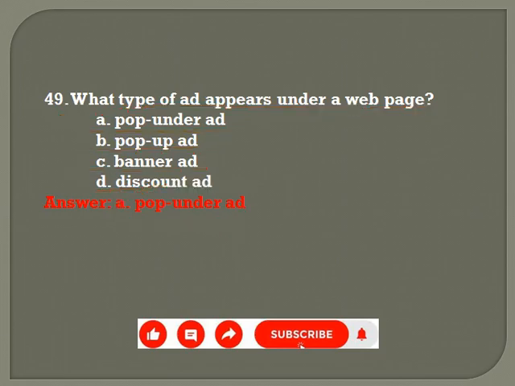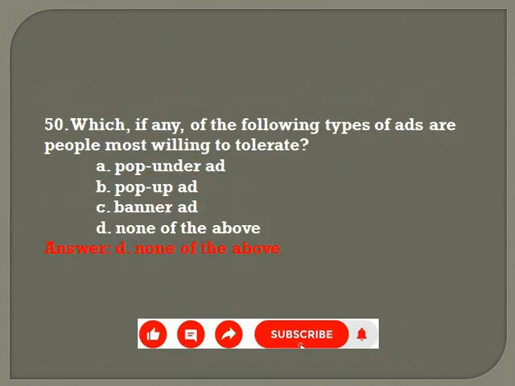Next question, which if any of the following types of ads are people most willing to tolerate? Here given options are option A pop under ad, option B pop up ad, option C banner ad, option D none of the above. Your correct answer is option D none of the above.